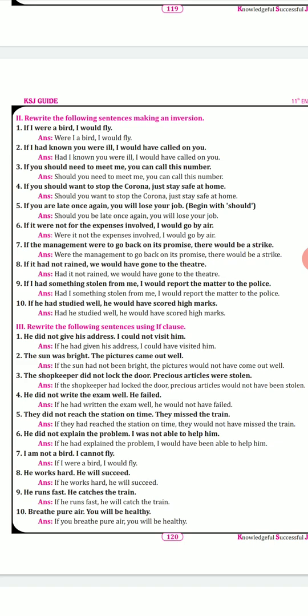He runs fast, he catches a train. So this is present tense, possible condition or probable condition. If he runs fast, he will catch the train. Breathe pure air, you will be healthy. So this is also possible condition or probable condition. If you breathe pure air, you will be healthy.